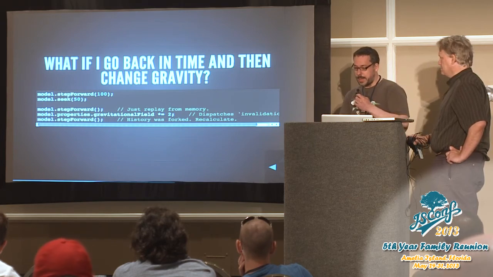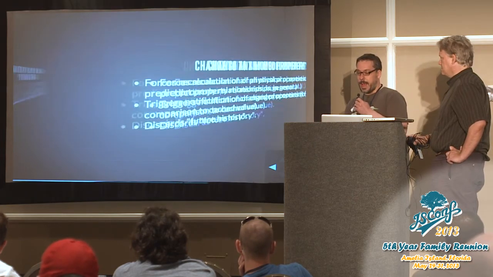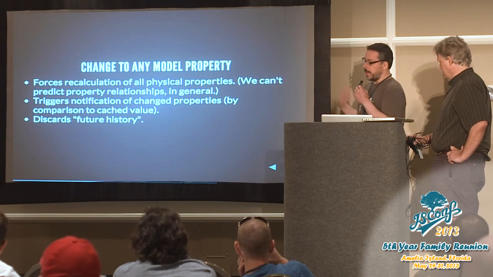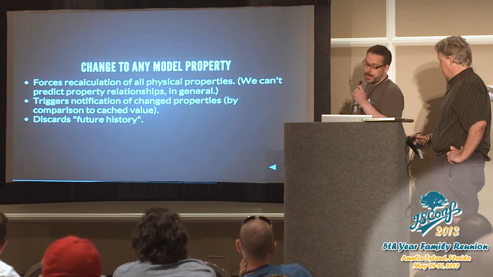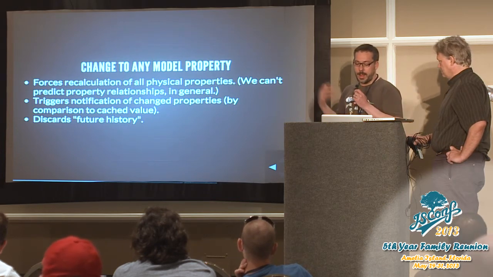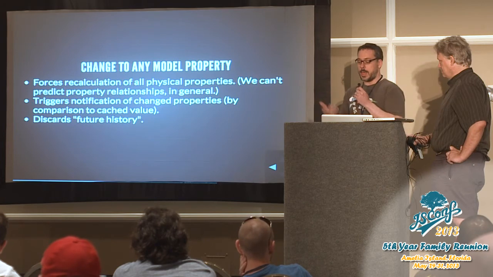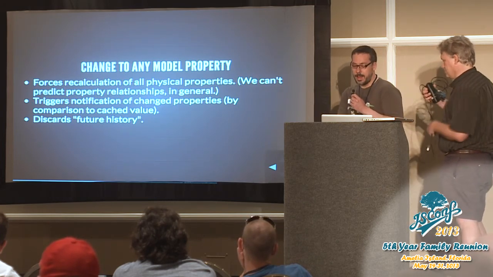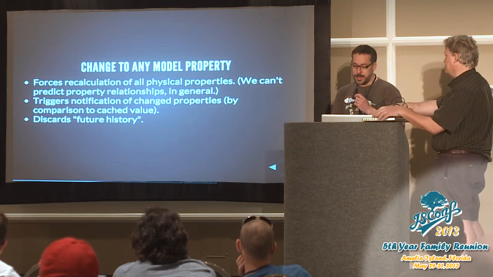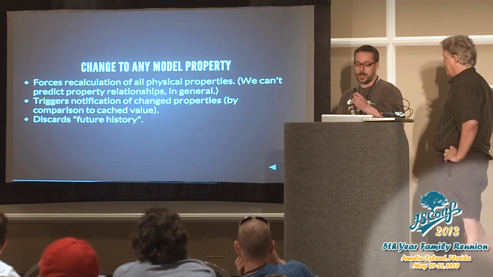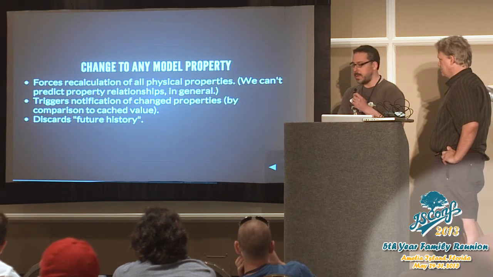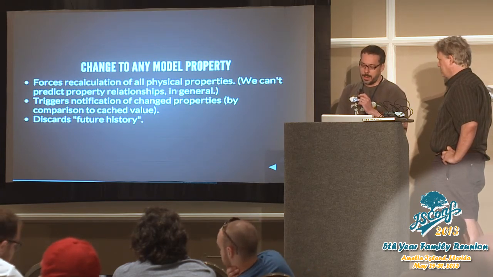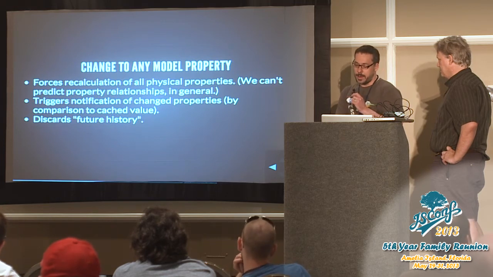So we have this concept of the invalidation event. What's pretty neat about that is that it's a really general way of thinking about how to update MVC type properties. Any change to a model property invalidates and forces recalculation of all the properties, since in a physics model you just can't predict what all the relationships will be. It triggers notifications, so you have nice UI binding. And as we just saw, it's smart enough to discard the future history that you are no longer going to see.